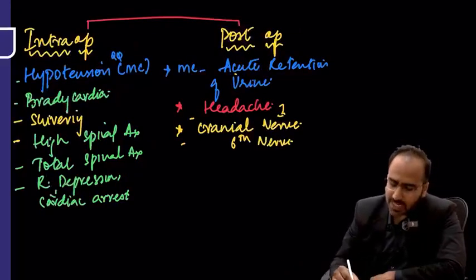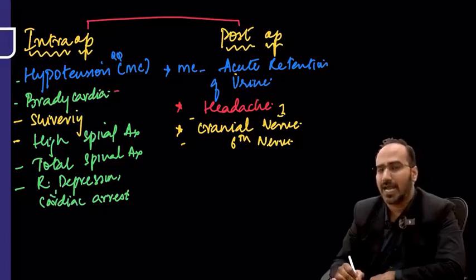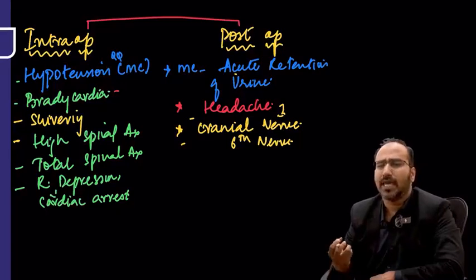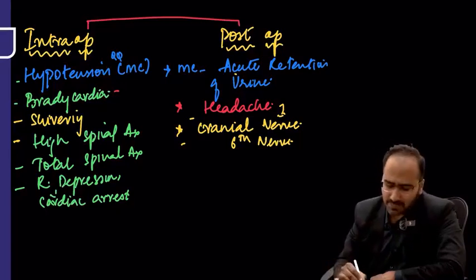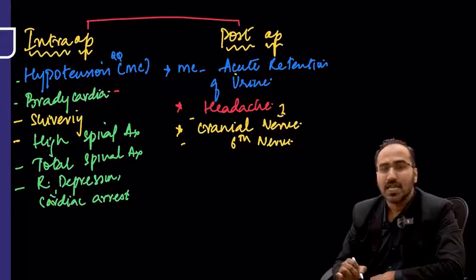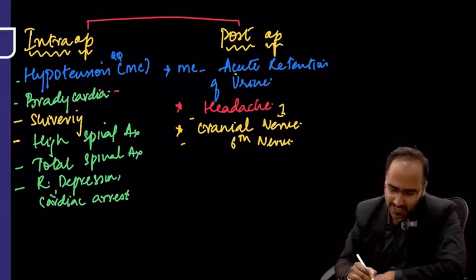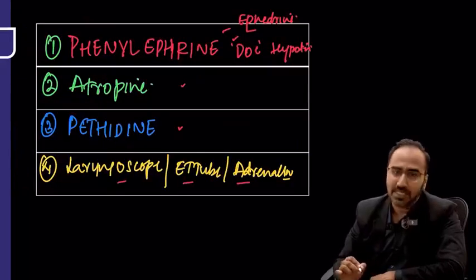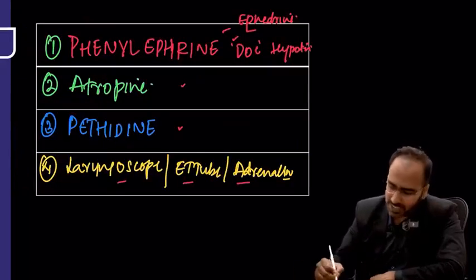The next complication that could occur in spinal anesthesia is bradycardia. The patient's heart rate decreases due to the blockage of the cardio accelerator fibers. Now guys, how will you manage this bradycardia? For managing this bradycardia, again we go to the emergency drug tray. We find it in the second column.